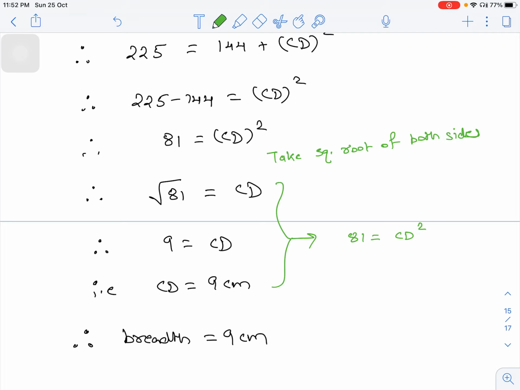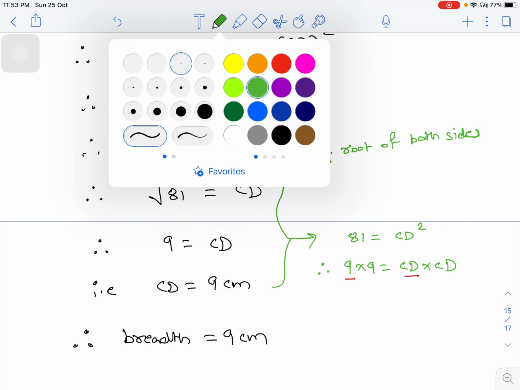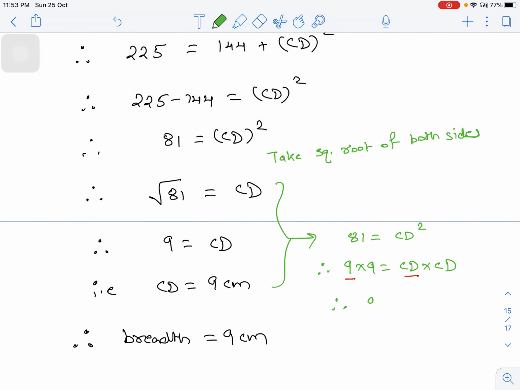So we have to write 81 as a number which multiplies by itself to give 81. Therefore you will get 9 into 9 equals CD into CD. This square means CD is multiplying itself two times. So here also we have taken a number which multiplies itself and gives us the answer 81. Now consider only one, that is 9, and here also CD. So finally, 9 equals CD, that is, CD equals 9 centimeter.